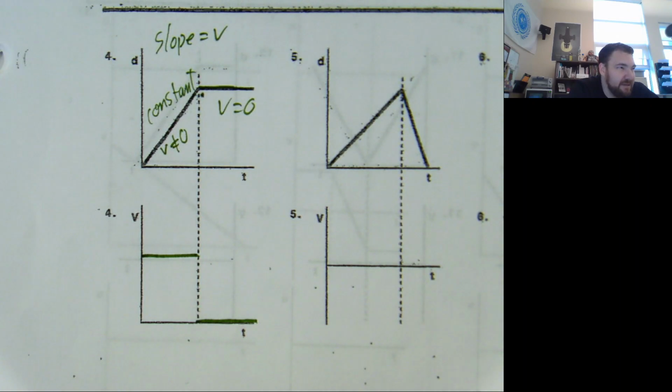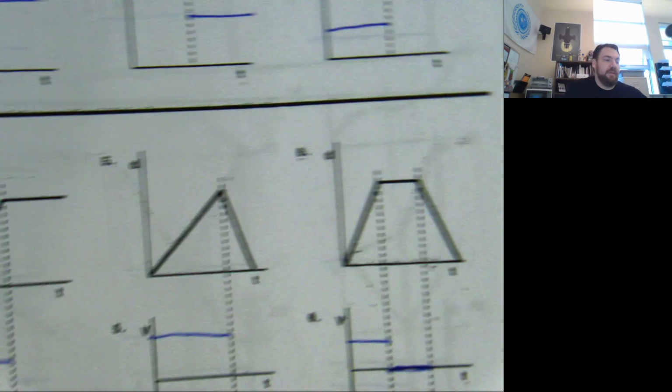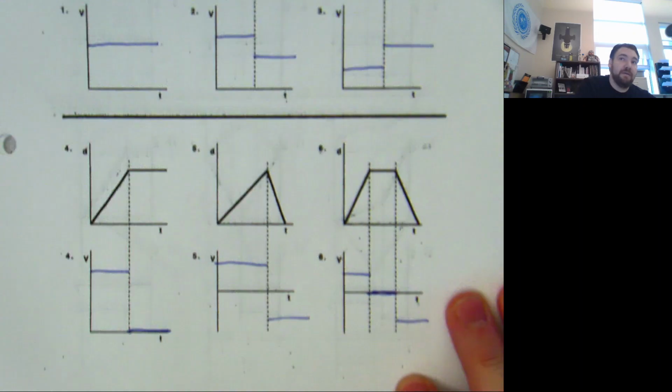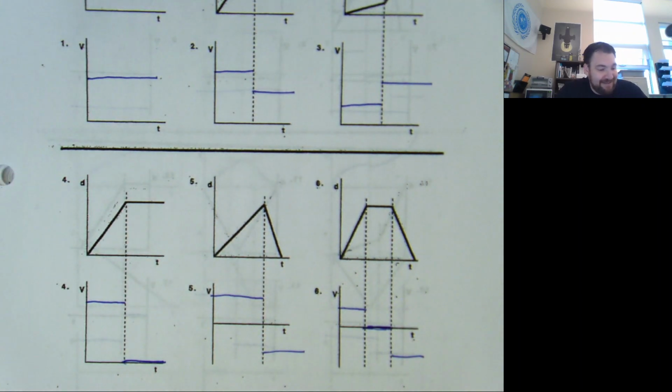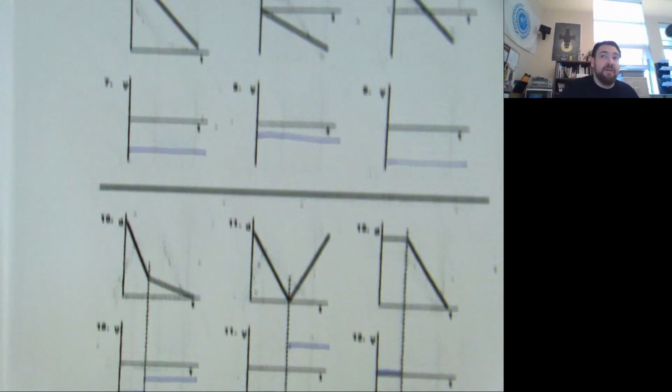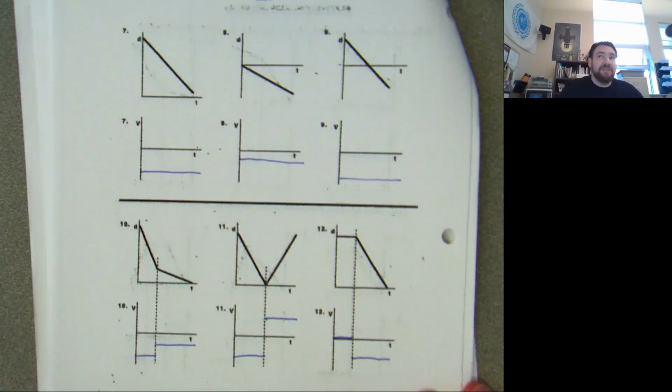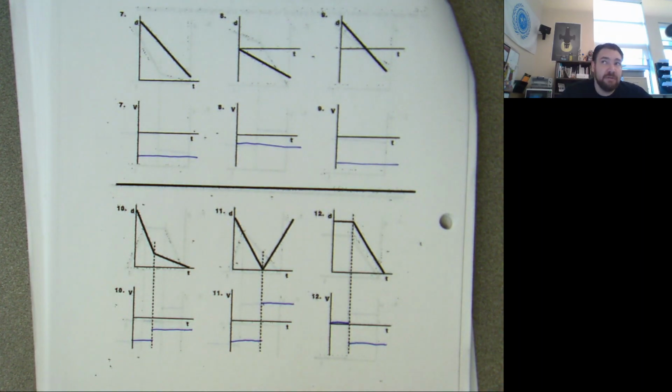Does that make sense? Rest of these are like that. Okay, flipping to here's 7 to 12. Comments, concerns on any of those?